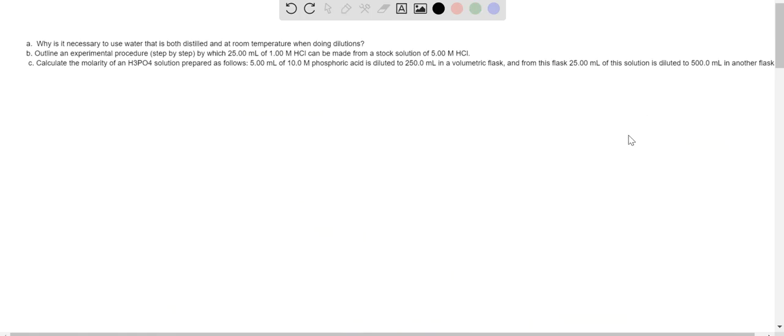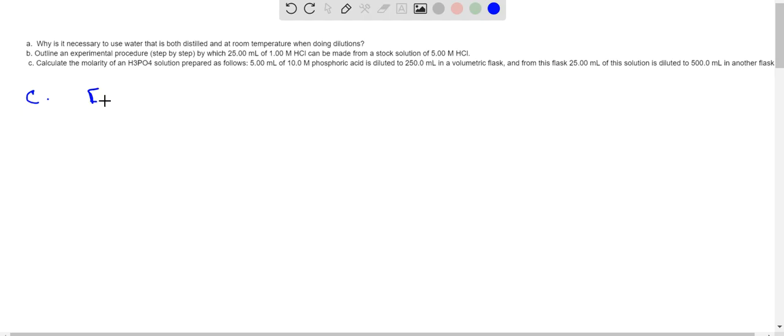In part C, we have to calculate the molarity of an H3PO4 solution prepared as follows: 5 ml of 10 M phosphoric acid is diluted to 250 ml in a volumetric flask, and from this flask 25 ml of this solution is diluted to 500 ml in another flask. So in this part, we have to perform two dilutions.